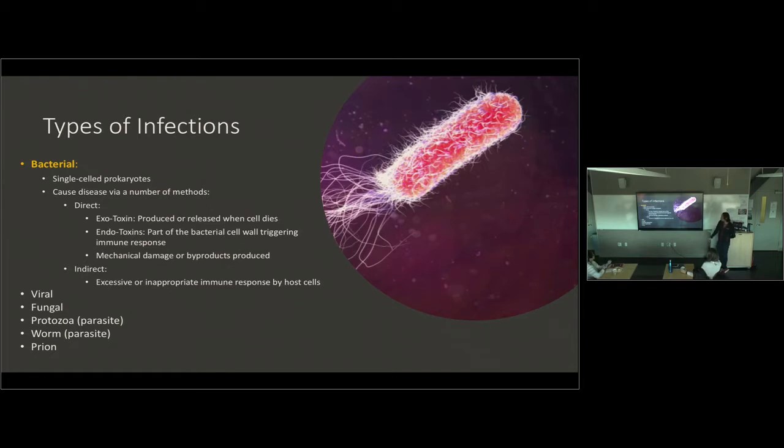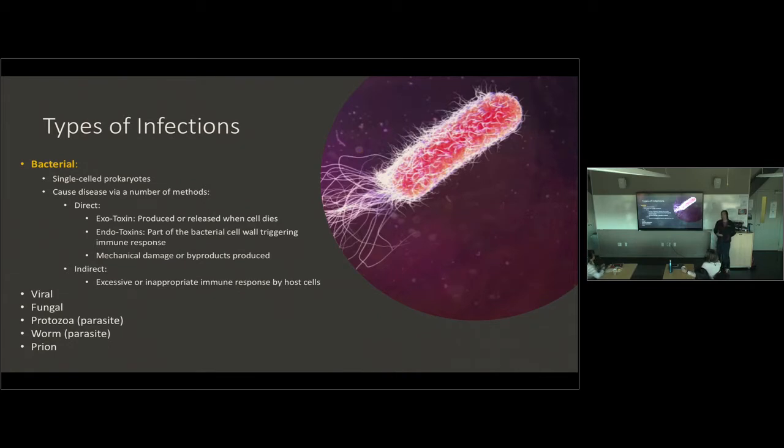Then there are things called endotoxins, which are part of the cell wall of the bacteria, and that part is causing the problem itself. Our body is responding to that part of the cell wall. It knows that this is foreign, but the response to it is more dramatic than it should be, and we call those endotoxins. And then bacteria can also cause problems by doing direct physical damage.